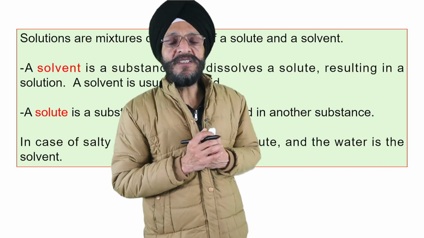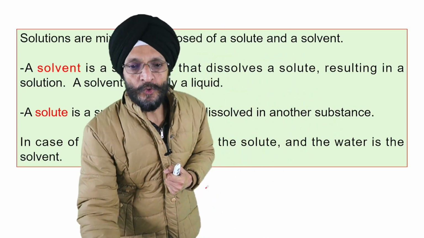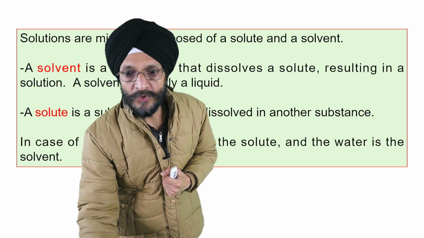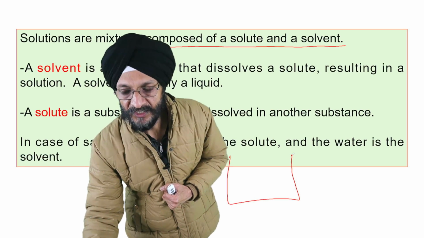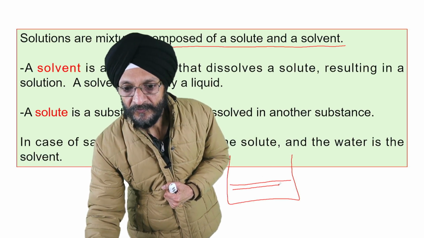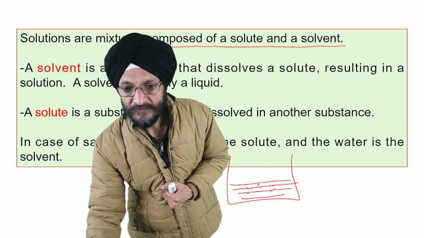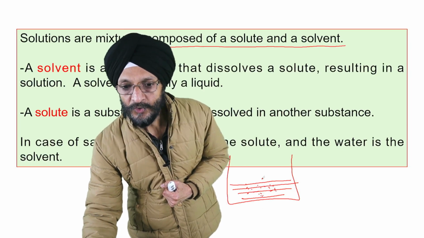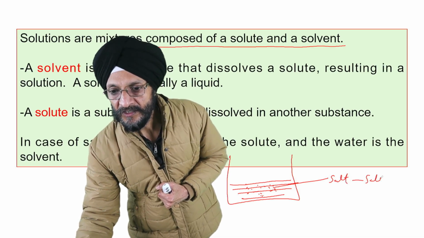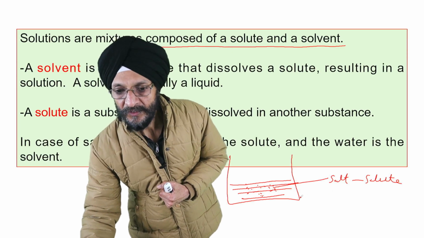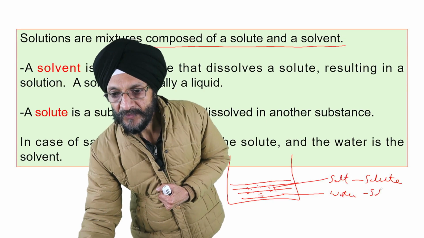Now we will first understand the meaning of solvent and solute. Solutions are composed of solute and solvent. Suppose this is a jar, this is water. We have put some salt in it. So salt is a solute and water is the solvent.